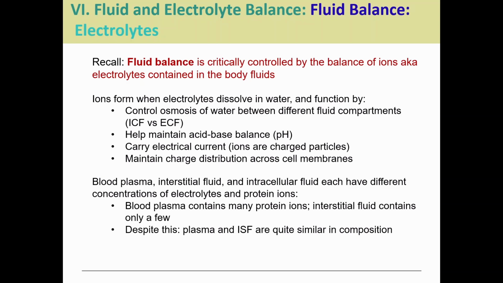Now, what the concentration of electrolytes and protein ions are depends on which fluid we're looking at. So there are different concentrations in the blood, different concentrations in the interstitial fluid, and a different concentration in the intracellular fluid as well. Like the blood plasma has a lot of protein ions like albumin and whatnot. Interstitial fluid, not so much, right? So we do see different concentrations of different things. That being said, the interstitial fluid and the plasma are generally pretty similar except for that.